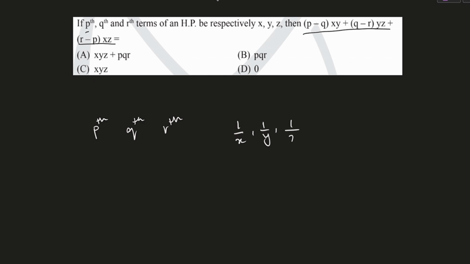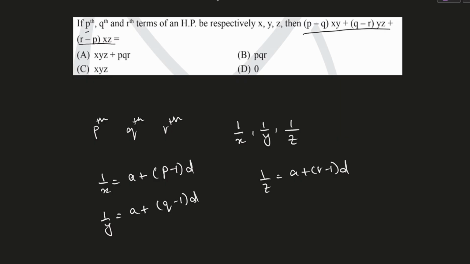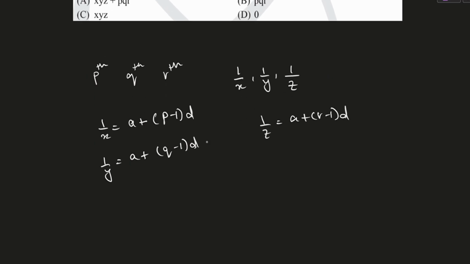Okay. So can I write 1 by x as a, which is the first term, plus p minus 1 into d, 1 by y as a plus q minus 1 into d, and 1 by z as a plus r minus 1 into d. Okay. So now we need to find the value of this expression. In the expression, can you see that we need terms with p minus q, q minus r, and r minus p? So taking that as my reference, I'm going to subtract these two, and similarly I'm going to find the respective terms for all the three terms given in the expression.